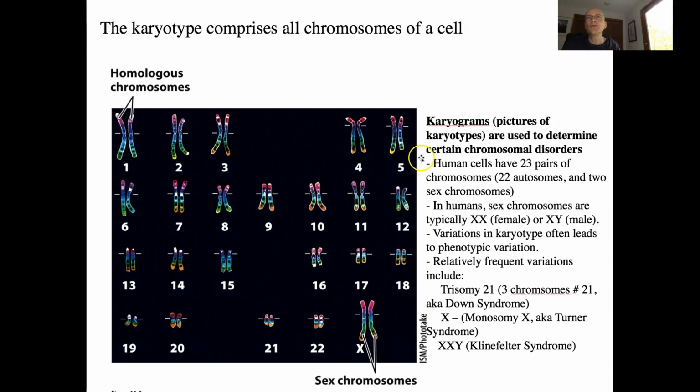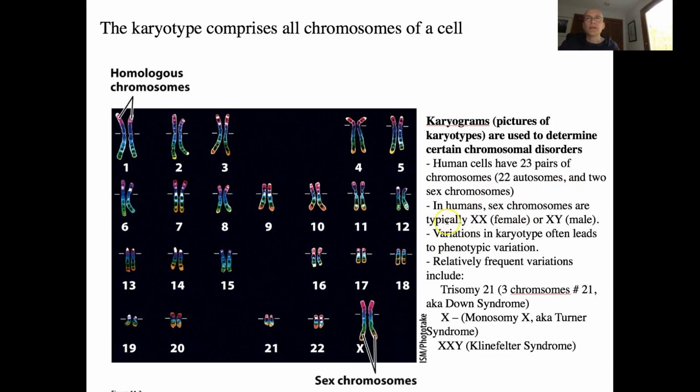And they're used to determine certain chromosomal disorders. So you can, for example, pre-birth, take a sample of an embryo and make a karyogram, and you can then see whether all the chromosomes are the way that they are normally found in a human, which looks like this for a female. Now, there should be 23 pairs in humans. Other organisms have different numbers of chromosomes. 22 autosomes in humans and 2 sex chromosomes.